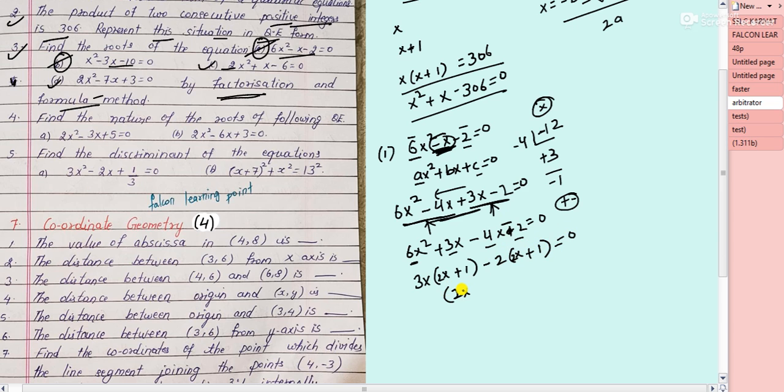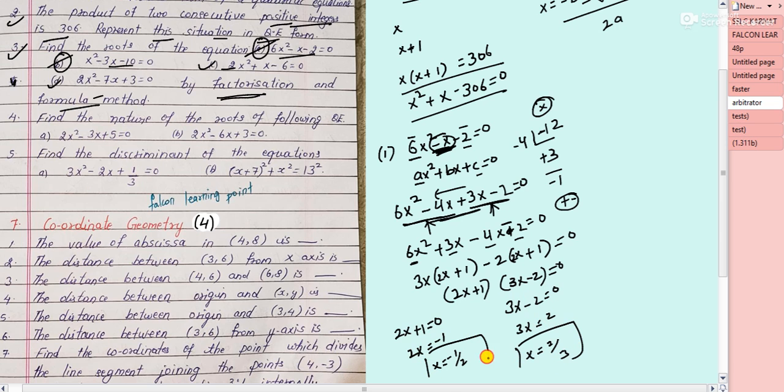So 2x plus 1 is common, you'll get 3x minus 2 equals to 0. On substitution, x is minus 1 by 2, and here again 3x minus 2 is 0. So 3x is 2, x is 2 by 3. So these are the two values of x. Okay, so this is by factorization. Now I will do another question.